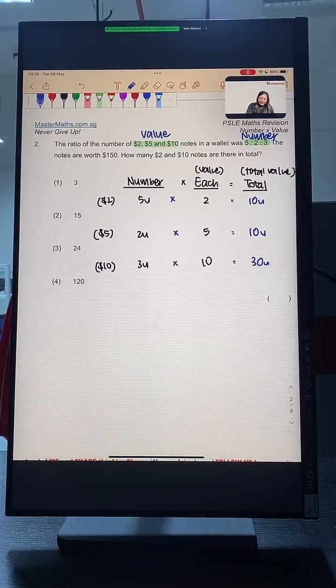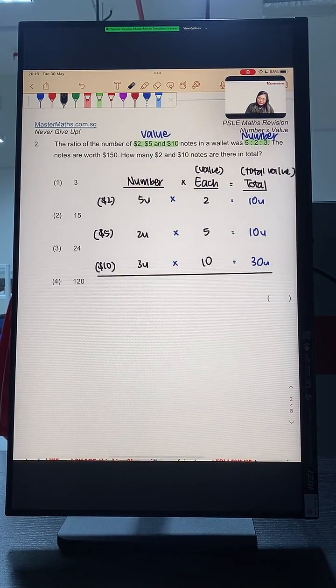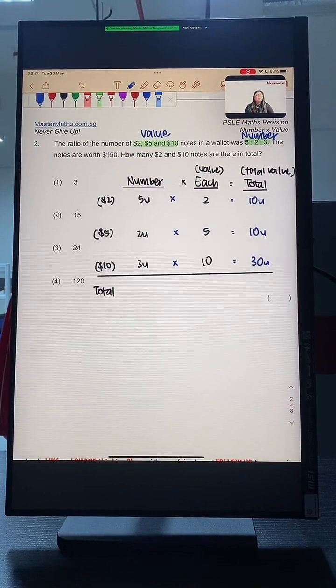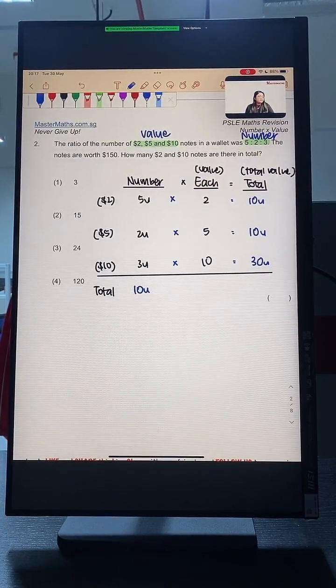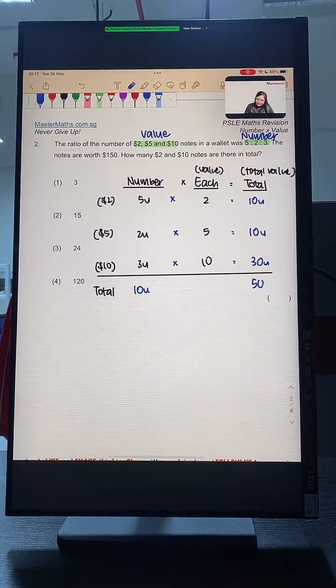Once we have this, we can come up with our total column. In the total column, we only want to fill in the columns with the units. So I have 5 plus 2 plus 3 to give me 10 units. I just add them up, 5 plus 2 plus 3 to give me 10. And I have 10 plus 10 plus 30 to give me 50 units.